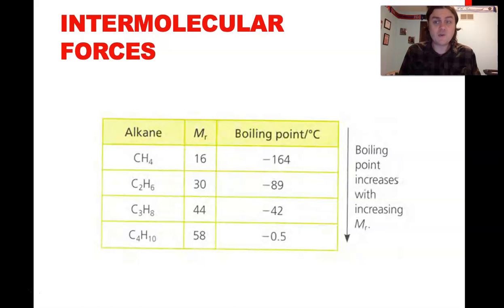So van der Waals are the only intermolecular force present in these molecules. So as the size of the molecule increases, there are more electrons. More electrons mean they can create a bigger charge differential with their momentary or induced dipole. And we see boiling point increasing as we move through those.